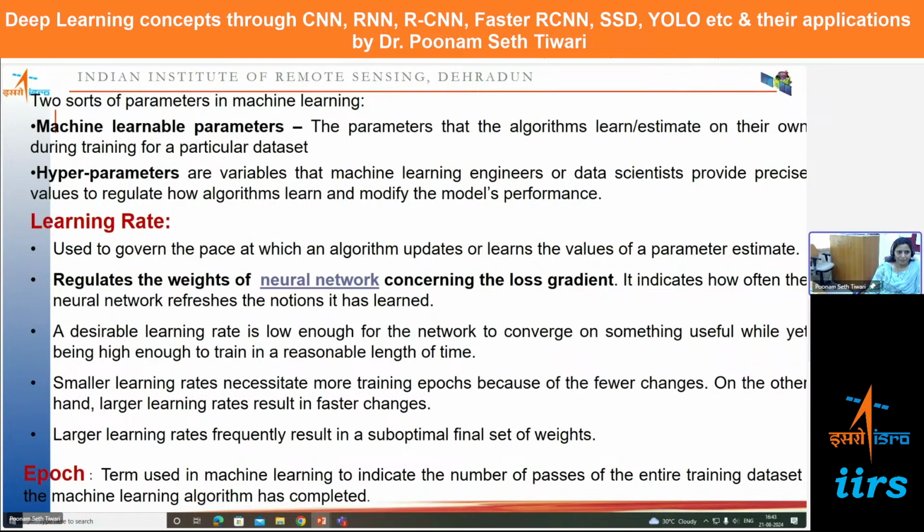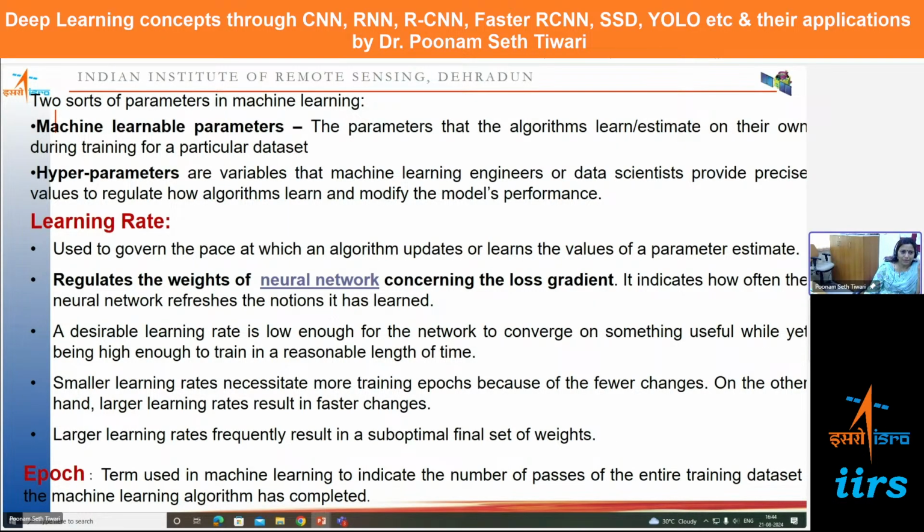Basically, there are two types of parameters in machine learning. One is machine learnable parameters, that means the parameters that the algorithm learns or estimates on its own. These parameters are the weights and biases. Then we have hyperparameters, which are the variables that machine learning engineers or data scientists provide precise values for, to regulate how algorithms learn and modify the model's performance.